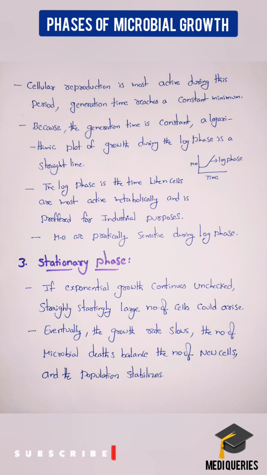And the next phase is the stationary phase. If exponential growth continued unchecked, startlingly large numbers of cells could arise. For example, a single bacterium dividing every 20 minutes for only 24 hours can theoretically produce a population equivalent in weight to that of an 80,000 ton aircraft carrier. In reality, this does not happen. Eventually, the growth rate slows, the number of microbial deaths balances the number of new cells, and the population stabilizes.